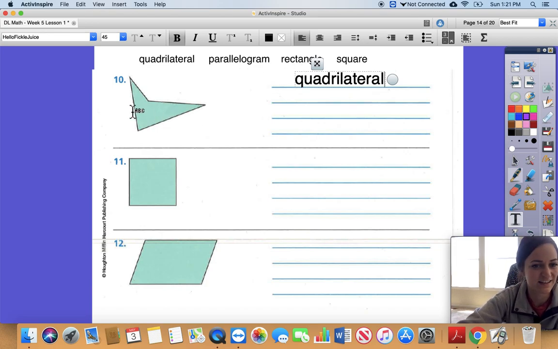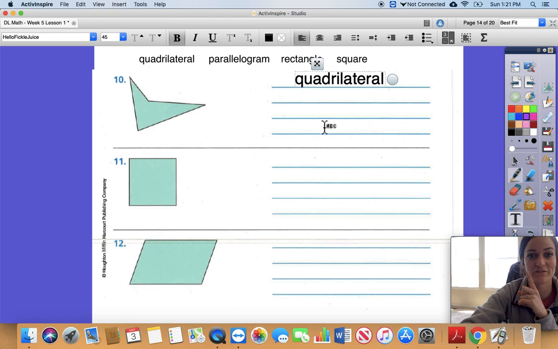And if we look, it doesn't even have right angles either. So no, it is not a rectangle. And last one, is this a square? Well, let's look. A square is a type of rectangle with 4 equal sides. Well, we just said that this isn't a rectangle, right? So it can't be a square because a square is a type of rectangle.